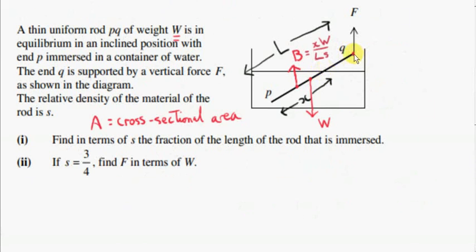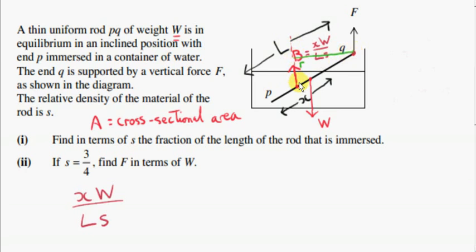Next we will consider moments about the point Q. Point Q is convenient because the moment of F about the point Q is 0, since the line of action of F passes through the point Q. So to get the moment of B about the point Q, we take the magnitude of B, which is XW over L times S, and multiply by the perpendicular distance of the line of action of B from Q.